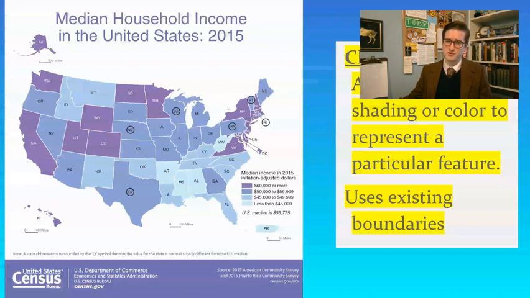Lastly, and probably most commonly, we're going to be seeing choropleth maps. Choropleth maps shade or color to represent a particular feature. They will usually use existing boundaries. That's not always the case. Sometimes they'll make their own language maps. But it's going to be a lot easier to find data for existing political categories.